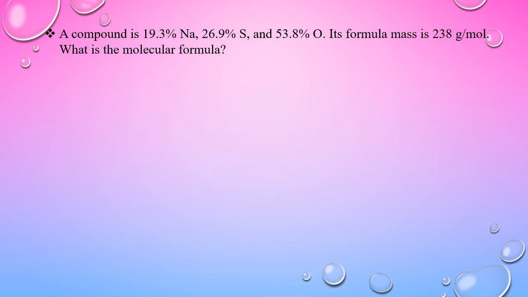Now next example is a compound that is 19.3% sodium, 26.9% sulfur and 53.8% oxygen. Here you have already been given all the percentages. Its formula mass is 238 gram per mole. And next, what is its molecular formula?